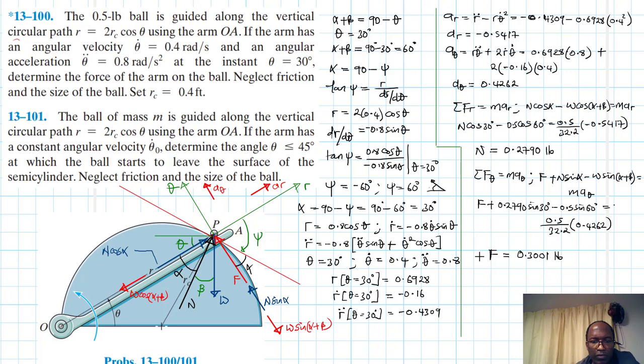So our F, of course, is in that direction like so, and our N is in that direction like so. I guess this is about it. We found the value of N, and we've also found the value of F.